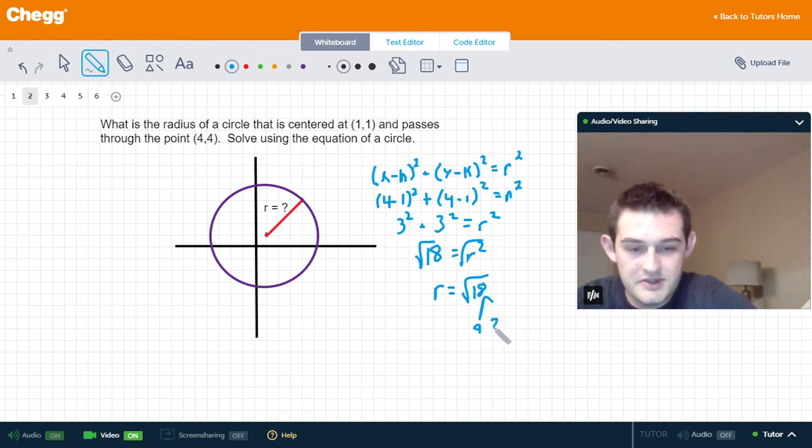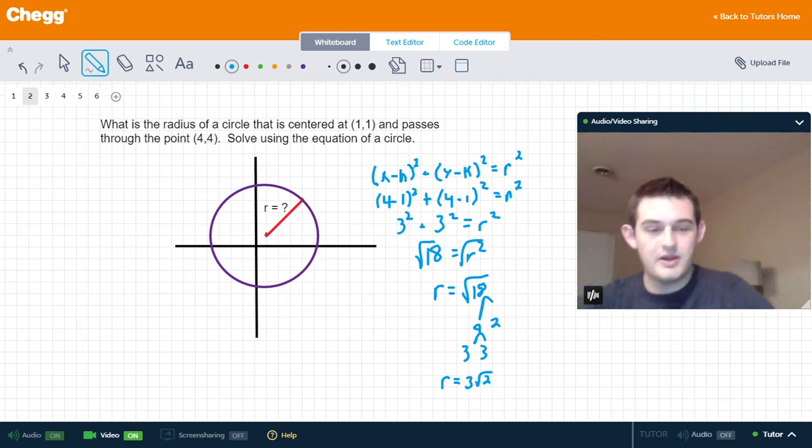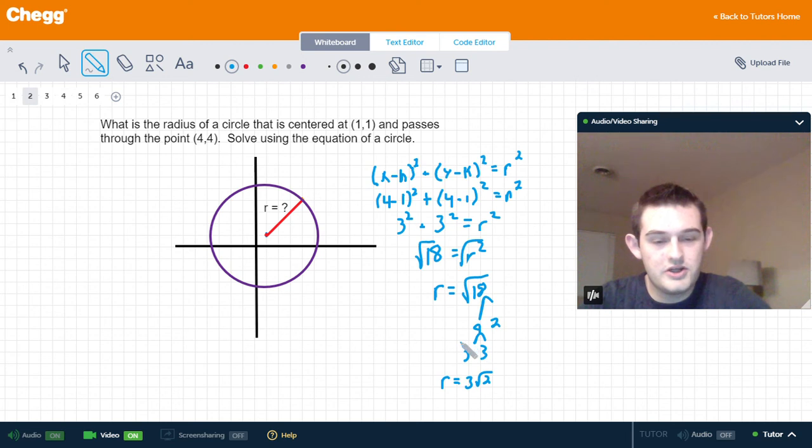So 9 times 2 is 18. 9 is 3 times 3. So I have 3 squared here times 2. I can pull that 3 squared out of the radical and get r is equal to 3 times the square root of 2. Okay, so that's the answer. Pretty straightforward, really, with these types of problems. And since it told me to solve using the equation of a circle, that's how I would do it.